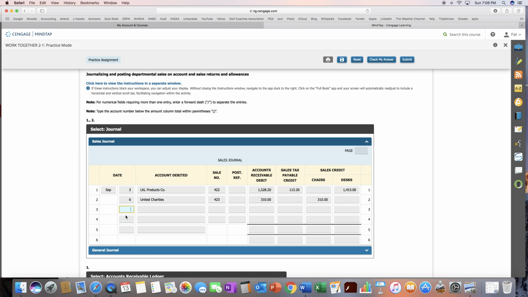The next date is the 11th. It says sold 3 desks on account to Grayson Incorporated. So on the 11th, Grayson Incorporated, it is our 424th sales number. It says that the 3 desks were a total of $2,400 plus sales tax.